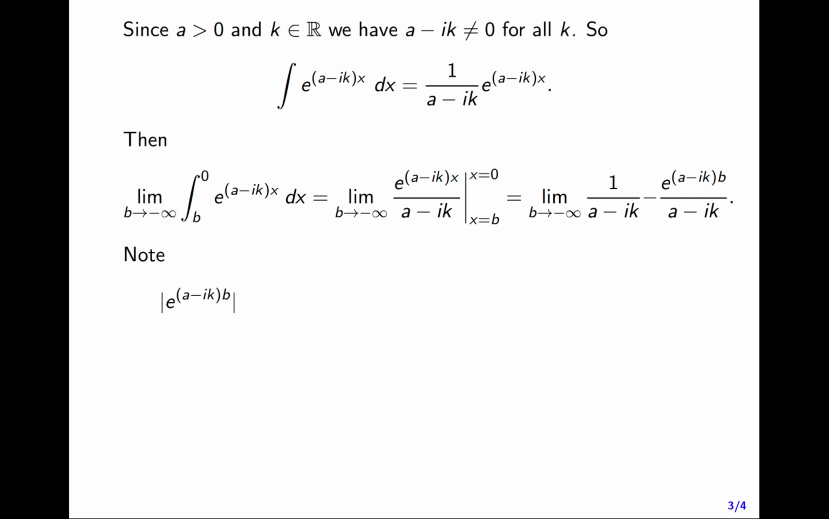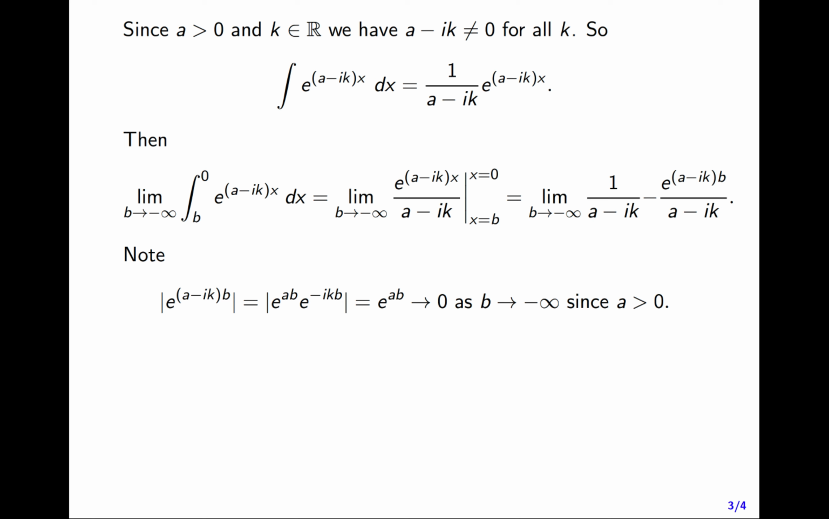So take the modulus of the second term's numerator. It's the modulus of e to the (a minus ik)b. Do the multiplication in the exponent and split up the power. That's the modulus of e to the ab times e to the minus ikb. That's e to the ab, because the modulus of e to the minus ikb is 1 when k and b are real, while e to the ab is always positive for a and b real.